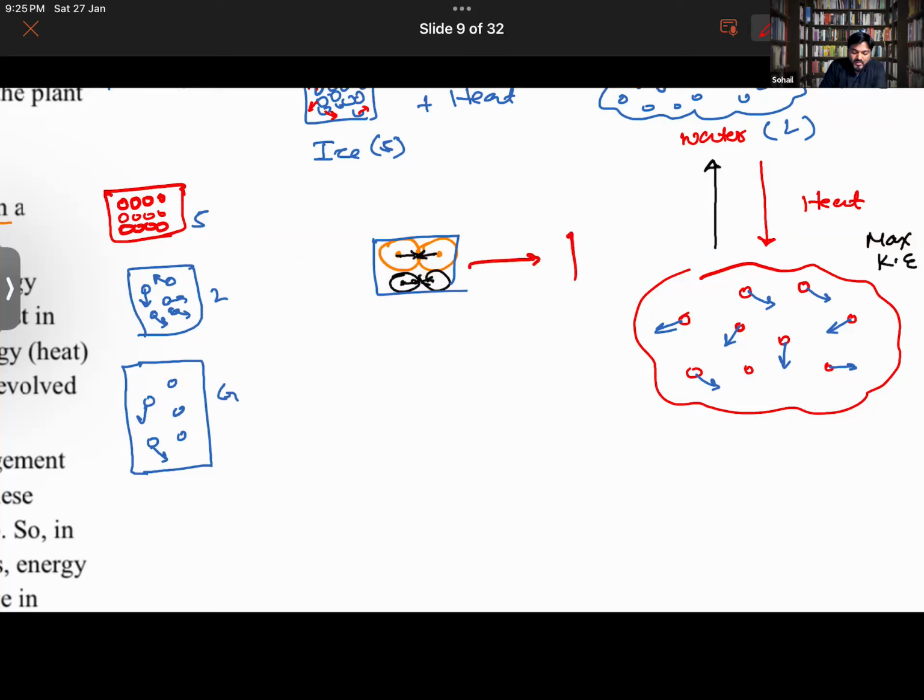You can only make it a liquid state if the spaces between the atoms are increased. And how can we do that? We can do that if you provide them with energy, in the form of heat.